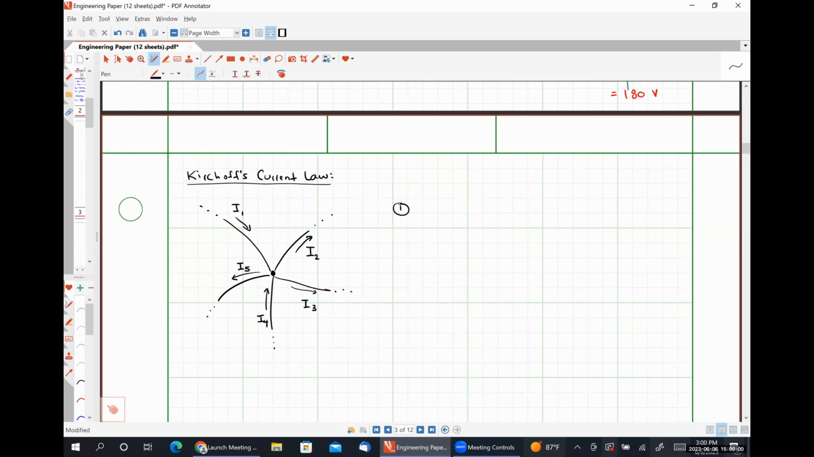So the first way that we're going to look at Kirchhoff's current law is the way that it was probably taught to you in the Engineering 120 series. And so that formulation of Kirchhoff's current law says the total current flowing into a node must equal the total current flowing out of that same node.